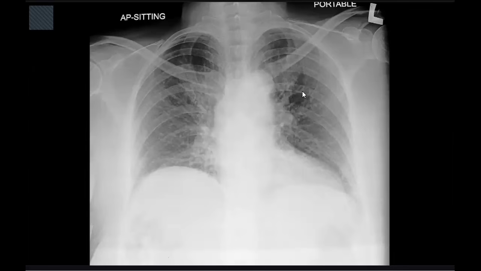Okay. So I'm now looking at the bones. I can see some, I think, paraspinal opacities. Retrocardiac region is okay. Anything else? Okay.